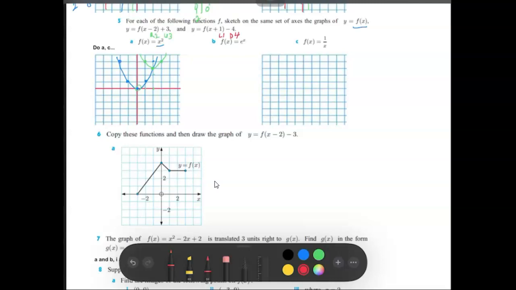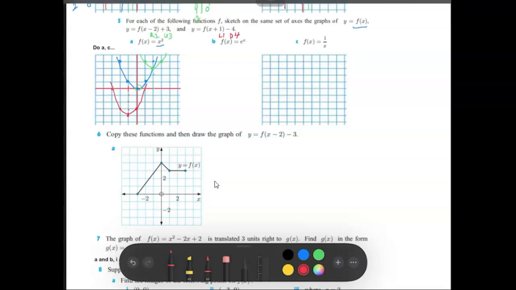Now I'm going to do the red one, which would be 1 to the left and 4 down. 1, 2, 3, 4. Okay, so the red one is 1 to the left and 4 down. All right, that wasn't too bad.